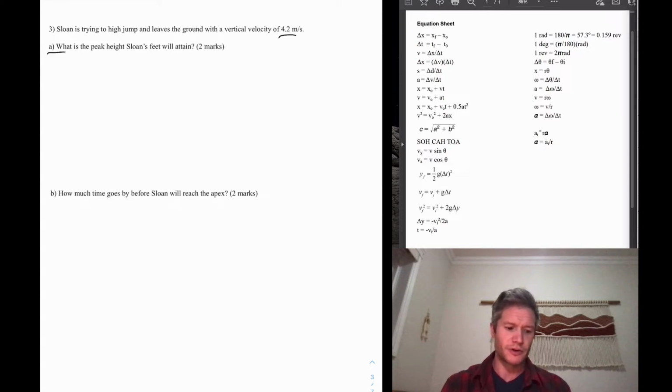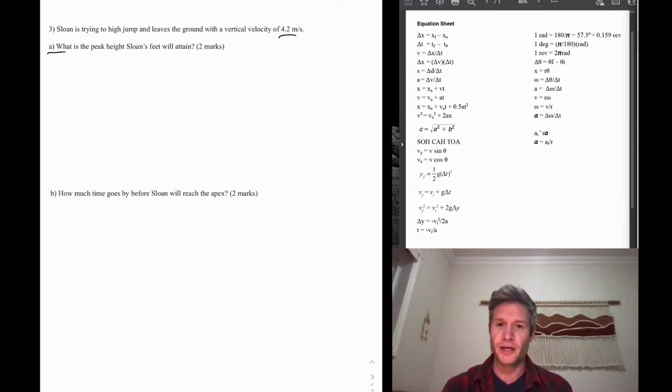What is the peak height? I was just looking at the first one. What is the peak height Sloan's feet will attain? Okay. So there's a few things here that we can assume. One, instantly this should start sounding some alarms in your head, or feeling and looking familiar as far as being a projectile motion question, right?